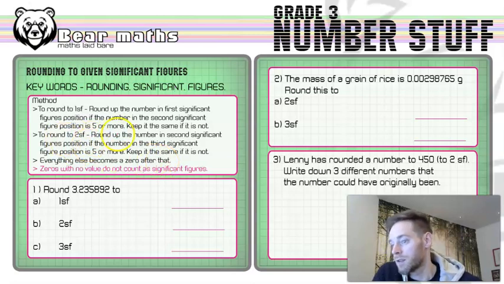Two significant figures is about the number in the second significant figure column or position, and then the third significant figure position is the thing that determines whether we round up or not, and then so on for any number of significant figures thereafter. And in pink I've written there, zeros with no value do not count as significant figures at all.